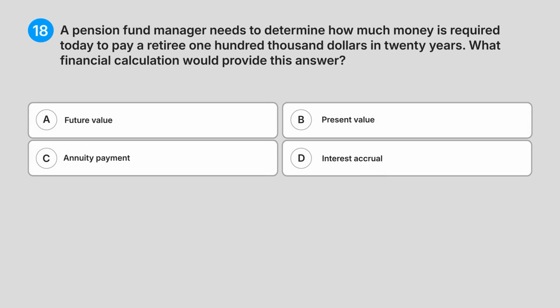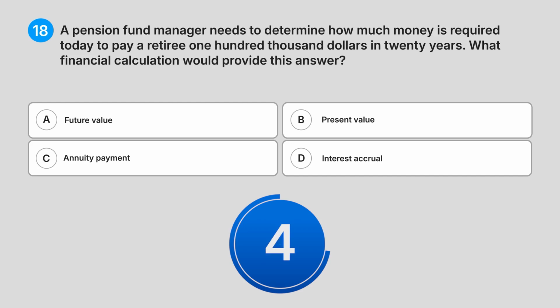18. A pension fund manager needs to determine how much money is required today to pay a retiree $100,000 in 20 years. What financial calculation would provide this answer? A. Future value. B. Present value. C. Annuity payment. D. Interest accrual. Do you know the answer?